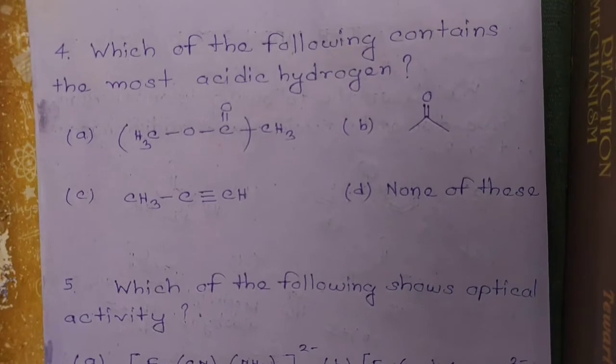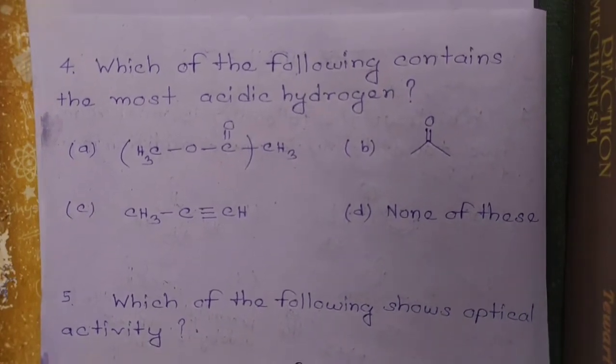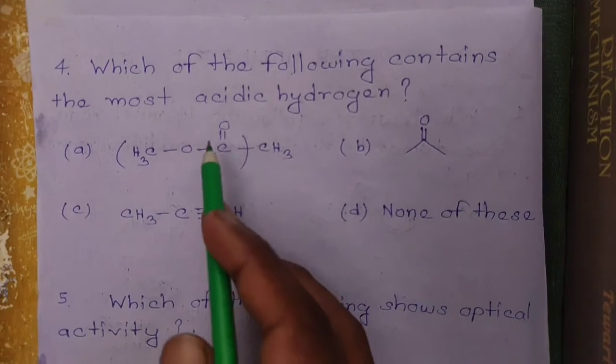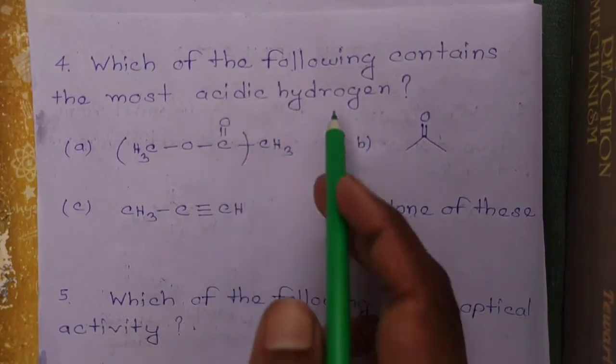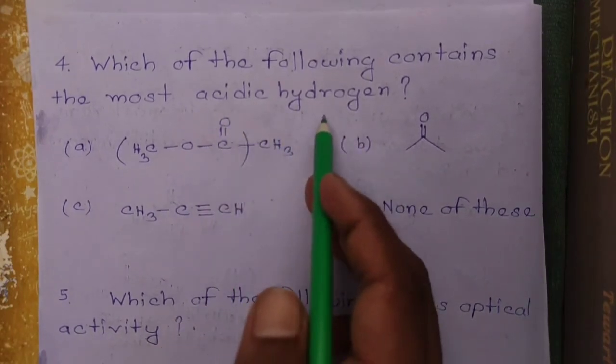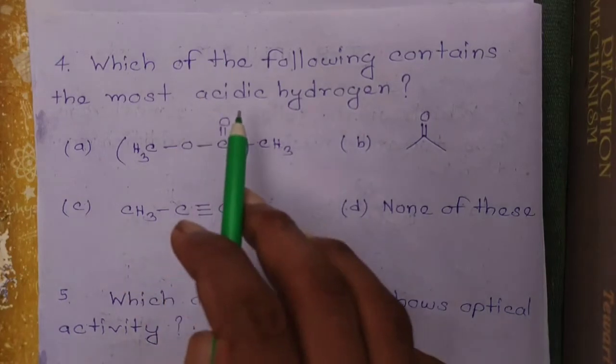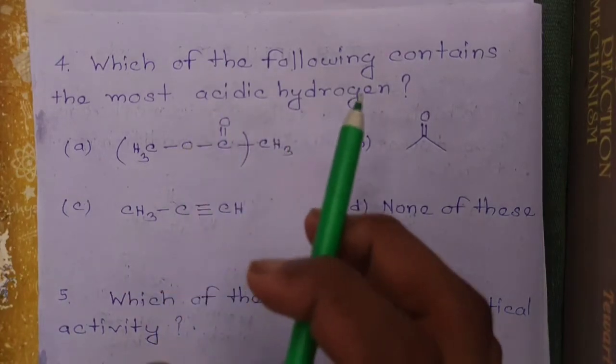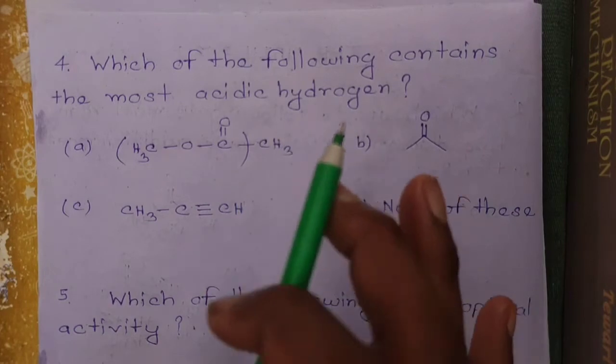Our next question is, which of the following contains the most acidic hydrogen? And we have the 4 options. Now, most acidic hydrogen means it should be attached with an electronegative element. So this is the most favorable condition.